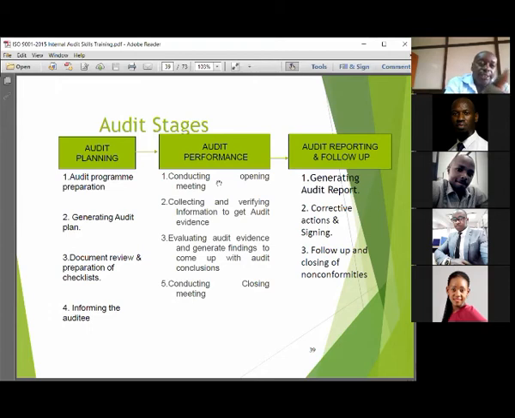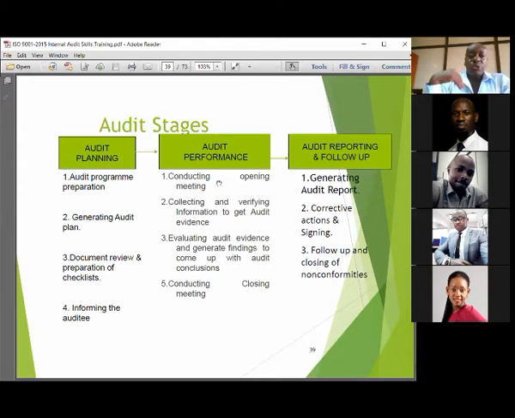In the audit planning, you do document review and preparation of the checklist. So before we go out to audit, once the audit plan has come out, you need to be conversant with the area that you're going to audit. Remember we talked about having a general knowledge of the area you are auditing. And preparation of checklists: we learned what a checklist is and how to prepare it.